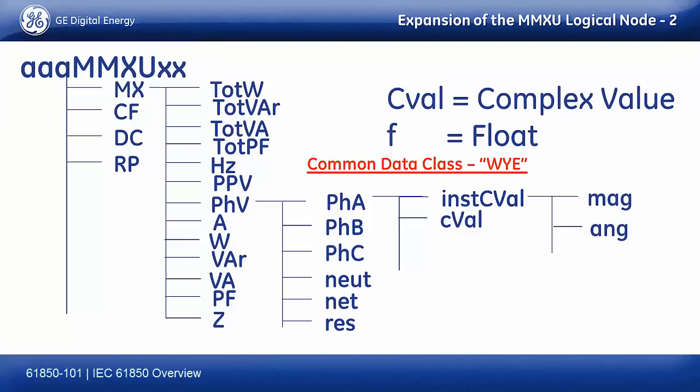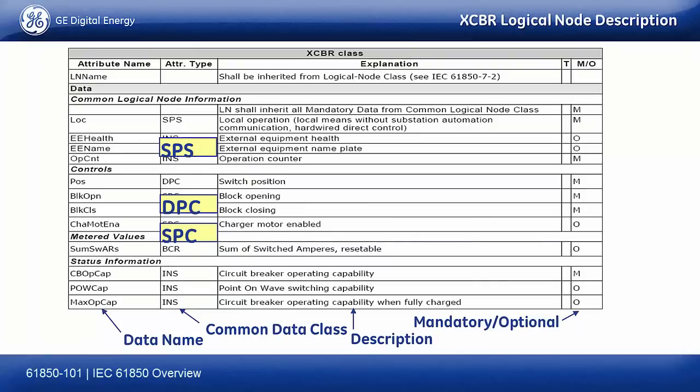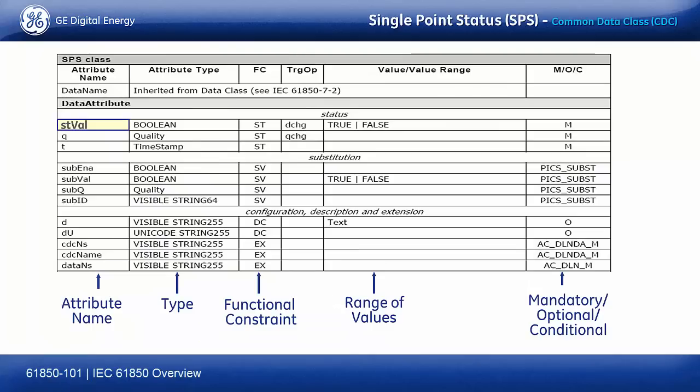So under this MMXU, I can define MMXU.mx.PhV, which makes it a phase voltage, right? Dot phsA, which is phase A, dot instCVal, which means instantaneous, an instantaneous phasor data as opposed to an RMS value, essentially. Dot mag, so I know the magnitude of the voltage, or I can send the voltage angle. XCBR.Pos.stVal, and then I know what the value is, true or false.